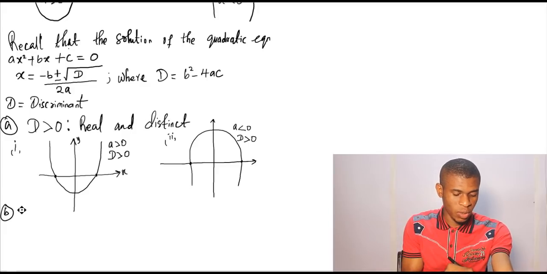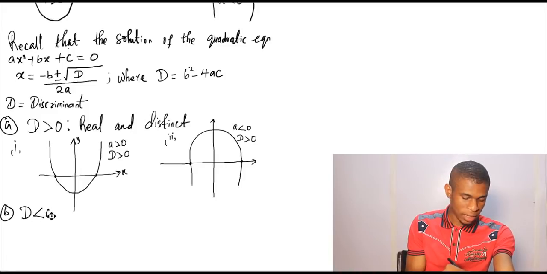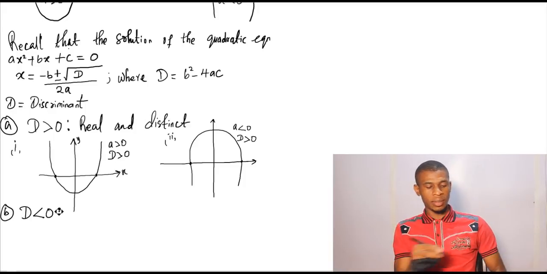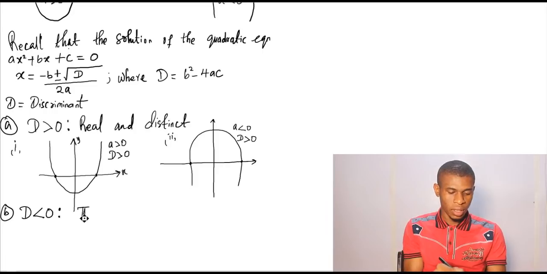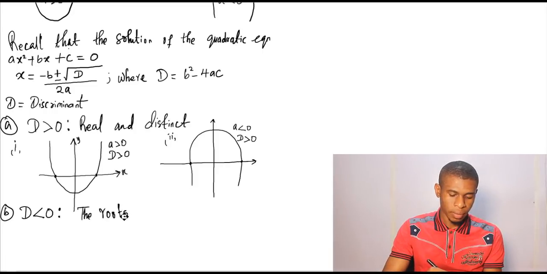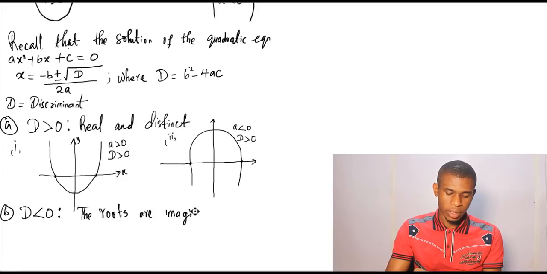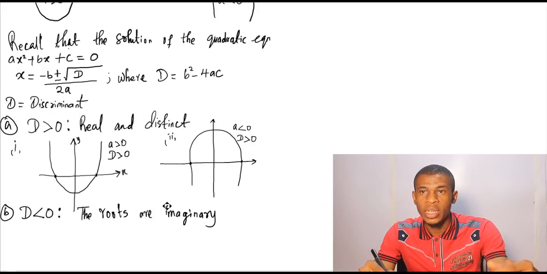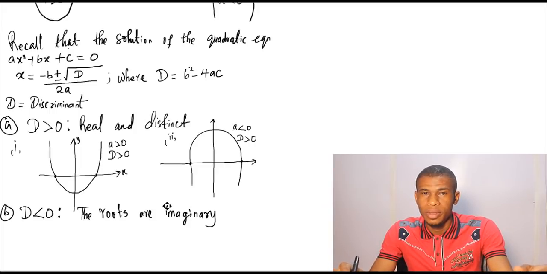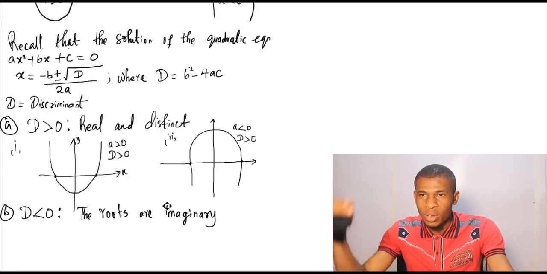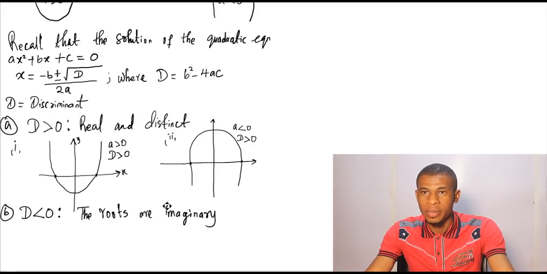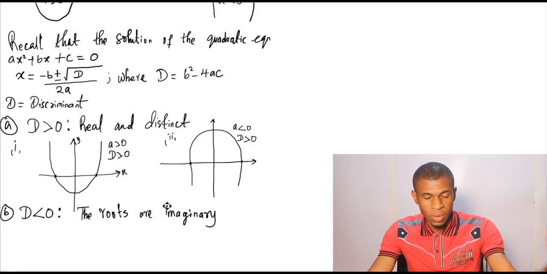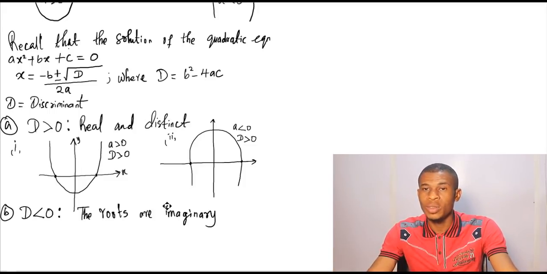Another case we are going to see is when D is less than 0. When D is less than 0, the roots are imaginary. When we say that the roots are imaginary, you cannot obtain the roots on the xy plane. The roots go into complex, the imaginary plane. When we treat complex numbers, we are going to know more about imaginary numbers.